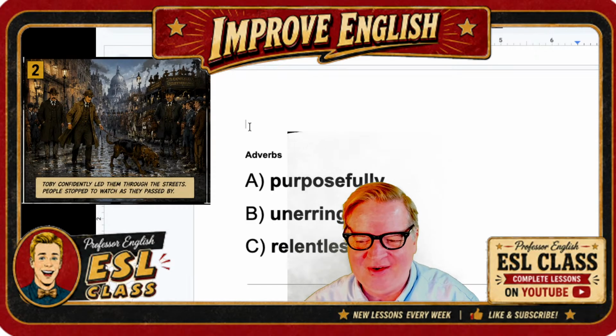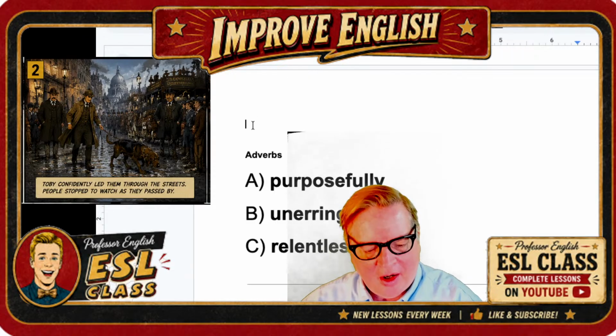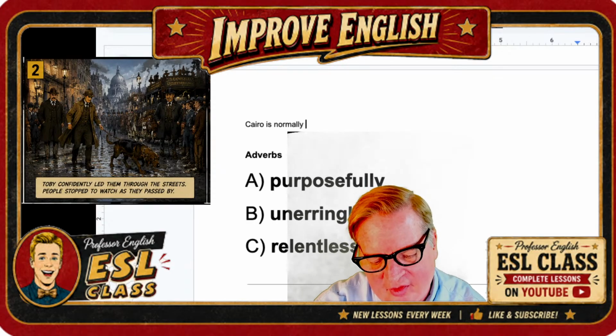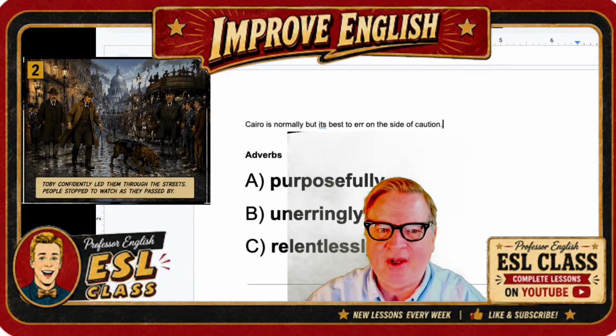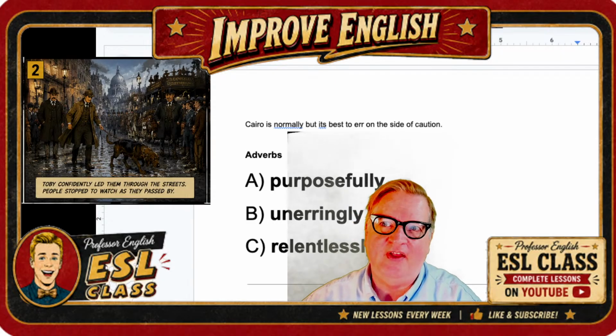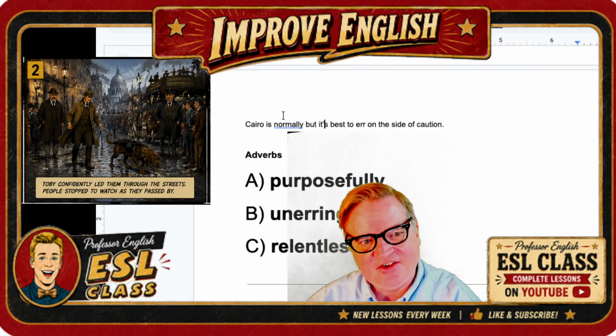Would people rob you in Cairo? In some places I wouldn't recommend it. Yeah, mostly. Well, you could say Cairo is normally safe, but it's best to err on the side of caution, which means it's better to make the error of being too cautious than it is to make the error of being too comfortable. Does that make sense?